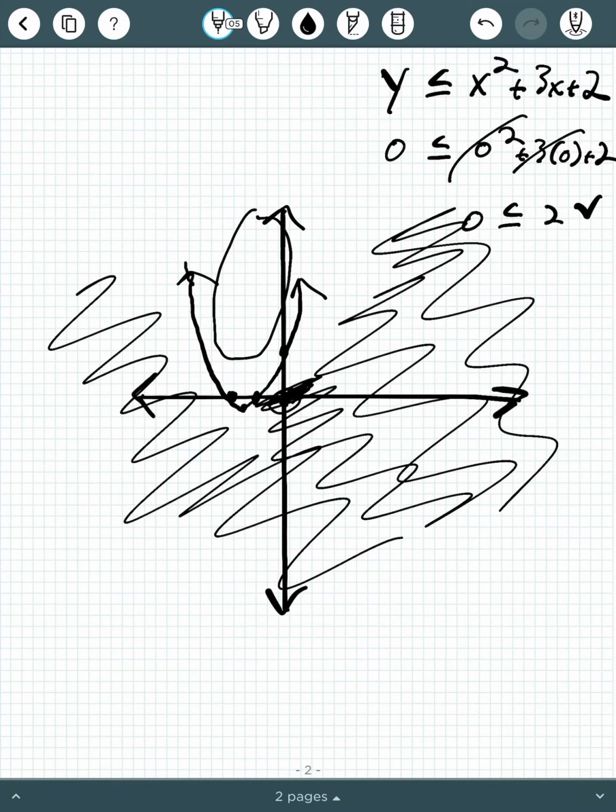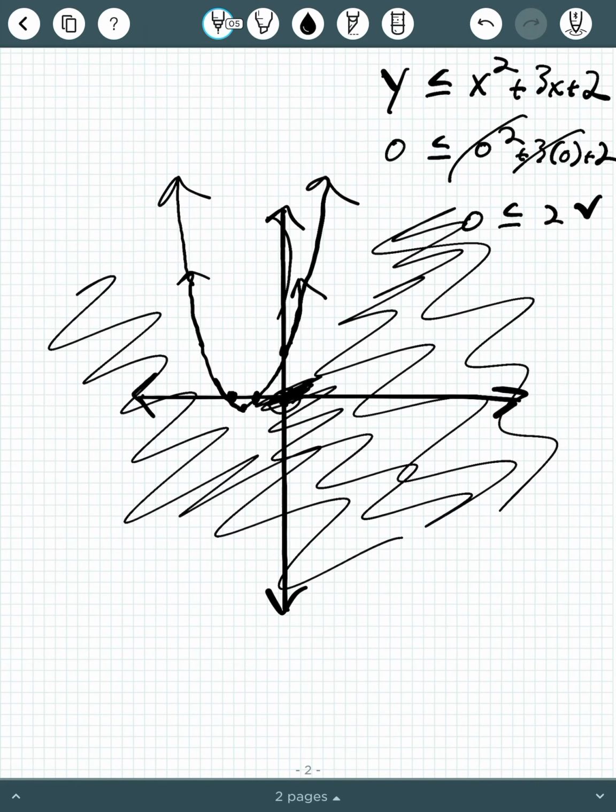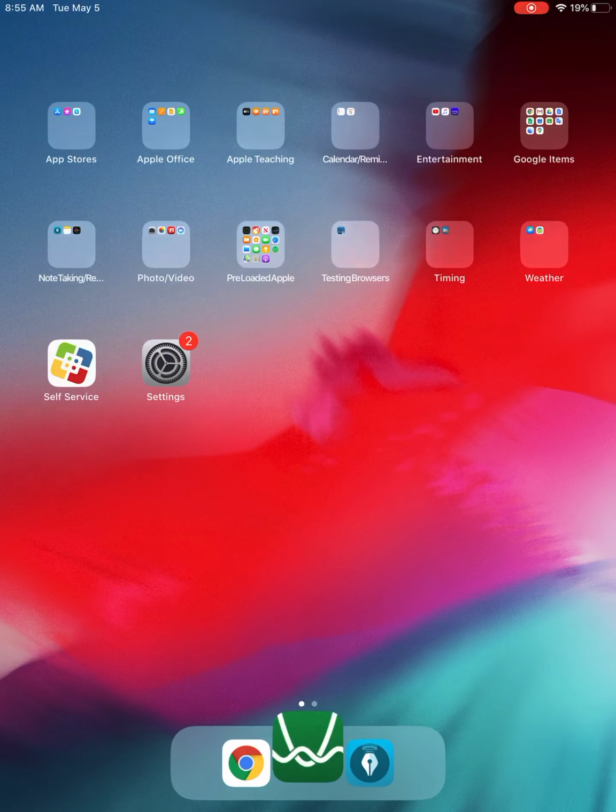So nothing goes inside the parabola, and that, remember, goes on forever. So nothing goes in there, but everywhere outside are the points that will make that inequality true. So separately, we just looked at a linear inequality and a quadratic inequality. The thing with a system of inequalities is we have to combine those two ideas.